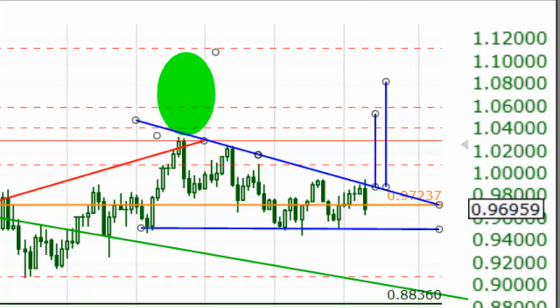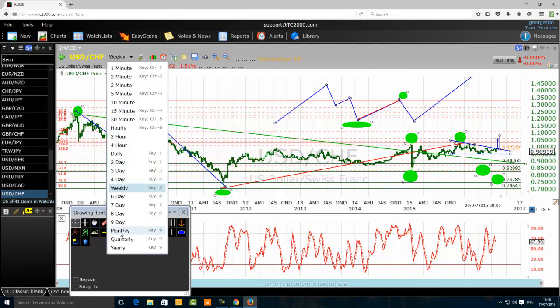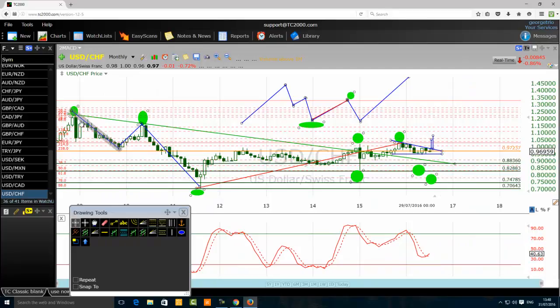But in my view, looking at the price structure, if we go again on the monthly chart, this is the price structure. Price went up, 1, 2, 3.